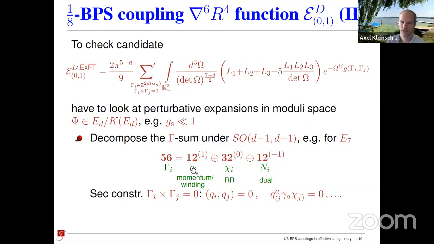So the first thing here is just the, now you're on a 6 torus from the string theory point of view. So you have momentum and winding quantum numbers. Then you have things coupling to the Ramond fields. And then you also have these dual coordinates for this one.